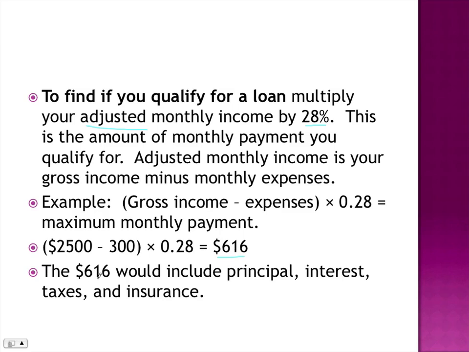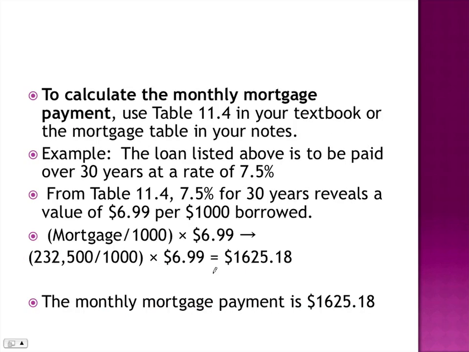Now, that $616 also has to include your principal and your interest, which is your monthly mortgage payment, but it also has to include taxes and insurance on the property because these things are also required to own a house. So that $616 has to cover principal, interest, taxes, as well as insurance. So looking at this, the $616 would not be enough to qualify for this mortgage that we had been talking about.